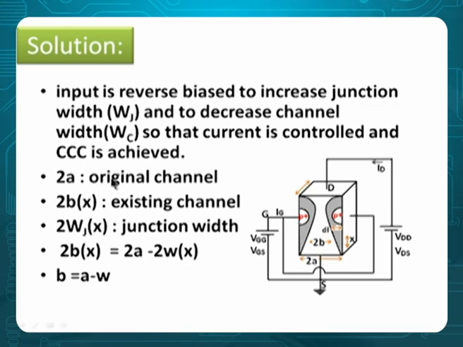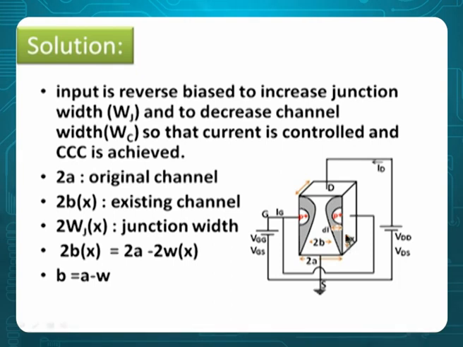Look at 2A here, that's the original channel width, 2B of x is the existing channel width, 2W of x is the junction width, because x is measured from here and whatever point I take, I call it 2W of x. So please remember, 2A is fixed but 2B is variable because junction width is variable. That depends on x where you take. 2B is total 2A minus 2W of x. Therefore, B is A minus W. That's the purpose. The very purpose is to give the reverse bias at input so that it can increase the junction width, channel width is decreased, and that happens there.